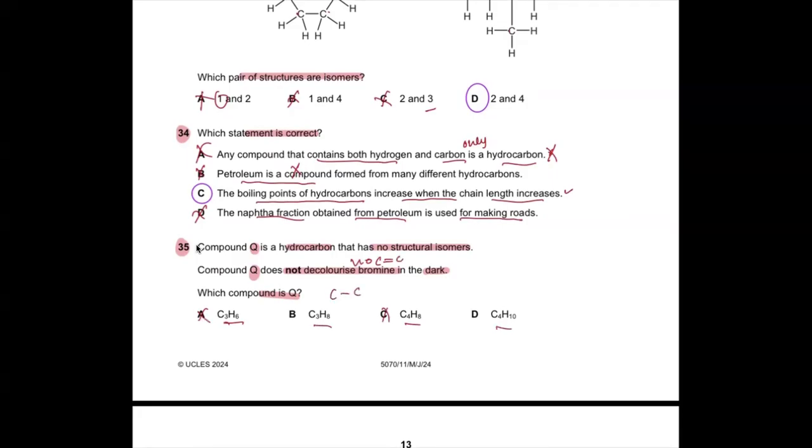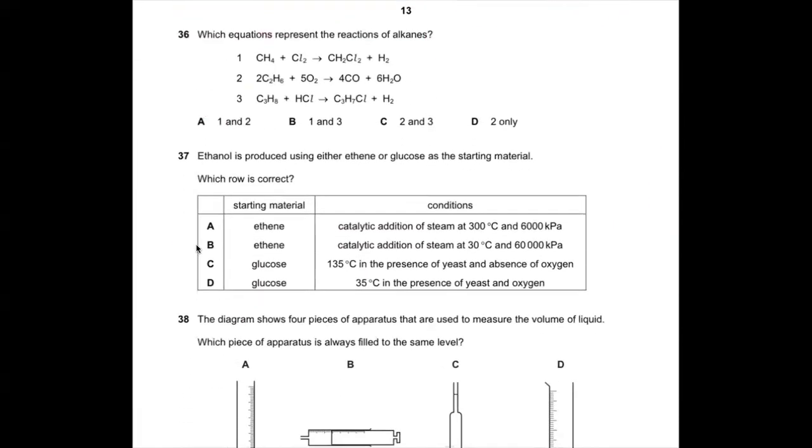So it has only 3 carbons and it has only 4 carbons. If there are 4 carbons, I can make a long chain and I can make a branched structure. So it does have a structural isomer and they are saying no structural isomer. So with no structural isomer, the 3 carbon chain has no structural isomer. So D goes wrong and B is the correct answer. Now MCQ number 36. Which equation represents the reaction of alkanes? Okay.